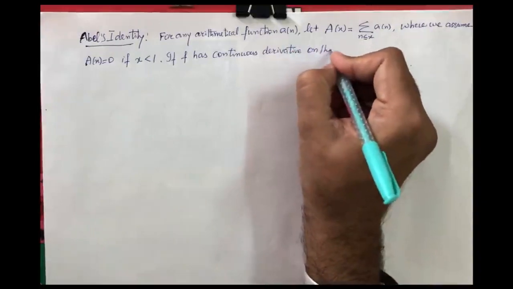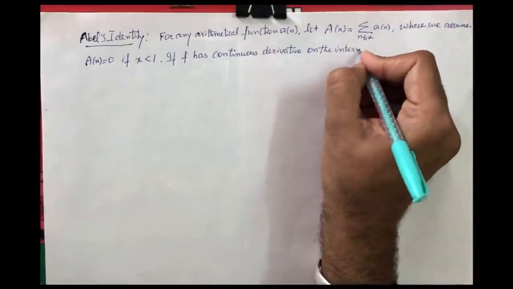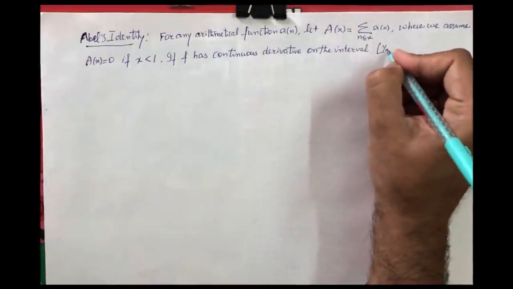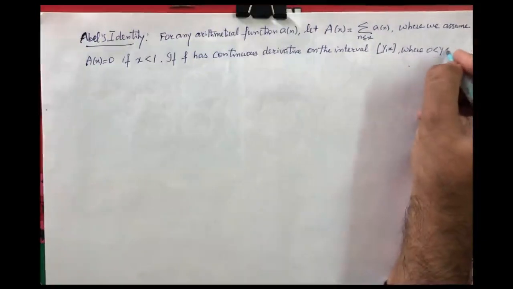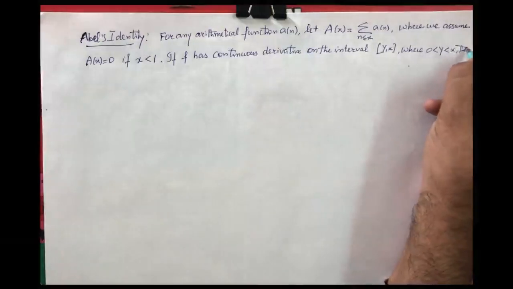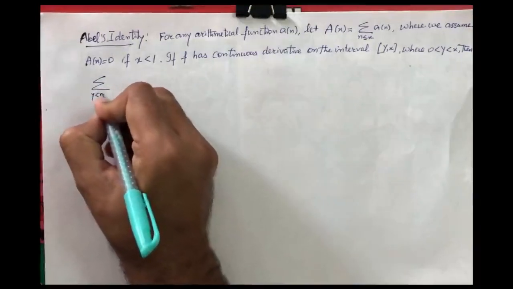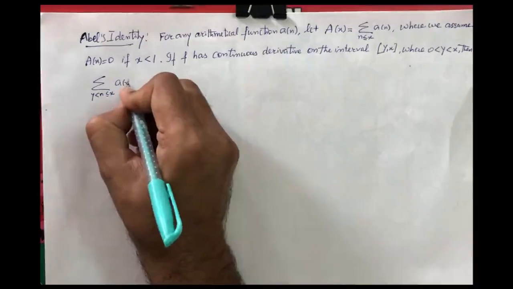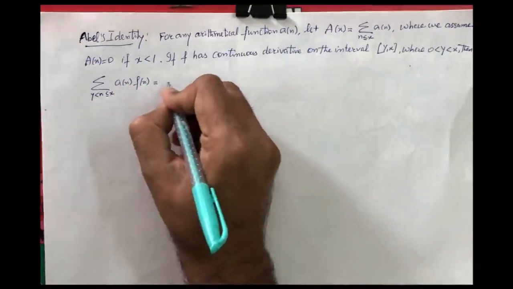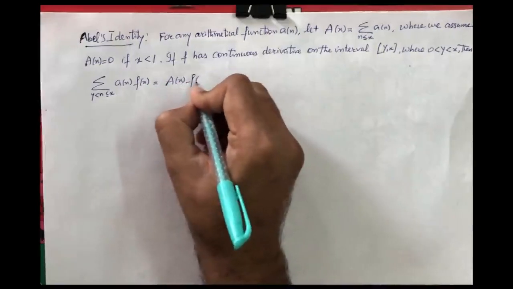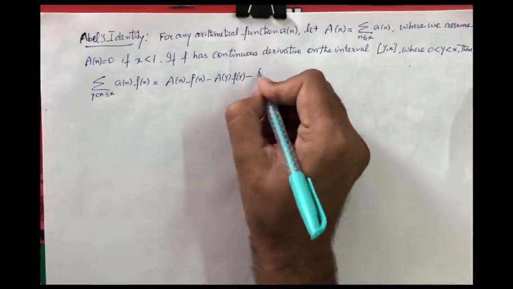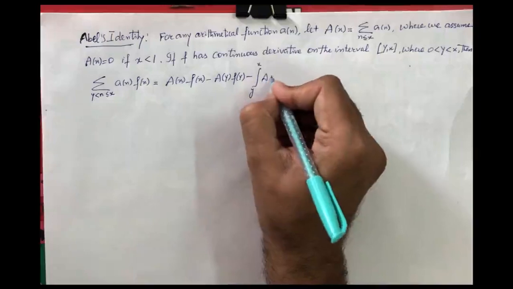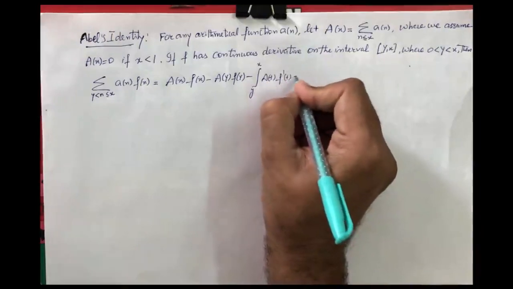on the interval y to x, where 0 less than y less than x, then the result of Abel's identity is: the sum over y less than n less than or equal to x of an f(n) equals A(x) f(x) minus A(y) f(y) minus the integral from y to x of A(t) f'(t) dt.